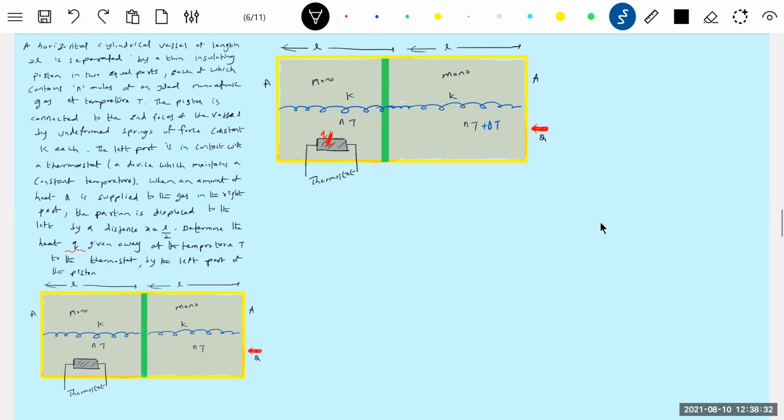Here the pressure, let it be P1. Here the pressure will be P2. The spring got compressed, so the piston got shifted. So this will become L by 2. Total length of the cylinder is how much? 2L. This will be L minus X. It will be shifted by X equal to L by 2.